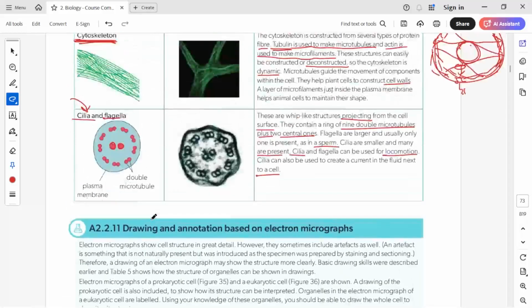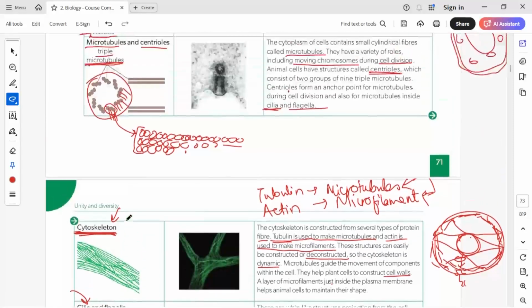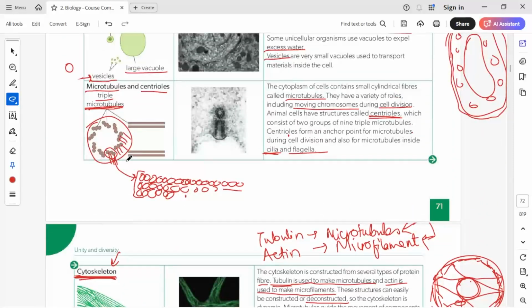So students, that is all for this session, and I hope all of the structures are clear to you. Understand one difference: the arrangement of microtubules in cilia and flagella is a little bit different compared to spindle fibers. Spindle fibers originate from the centrioles during cell division, and their arrangement is different.